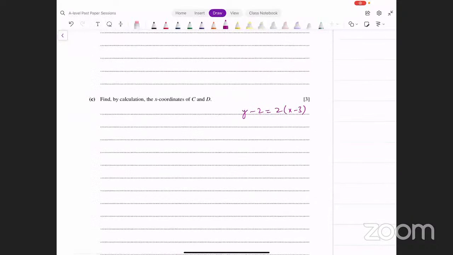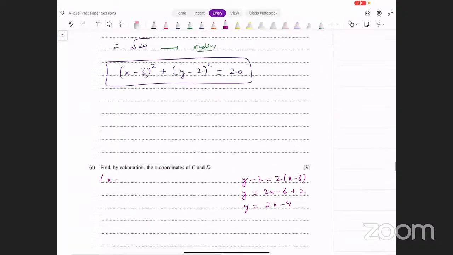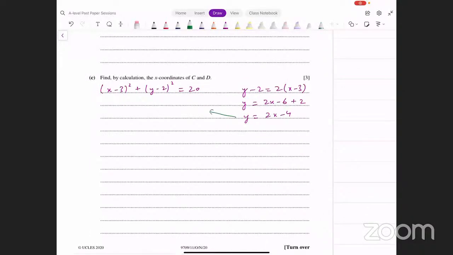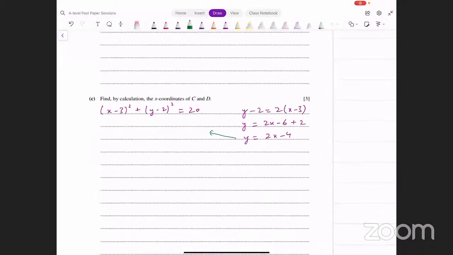We can simplify this, and that's going to give us 2x minus 6 plus 2, which is y equals 2x minus 4. This is the equation of the tangent. Equation of circle, what's that? We just found that here as well. X minus 3 whole square plus y minus 2 whole square equals 20. Just solve them simultaneously. क्या करेंगे? ये जो y है यहाँ पे input कर देते हैं. Y की जगह पे 2x minus 4 डाल दें. So we put y equals 2x minus 4 here.